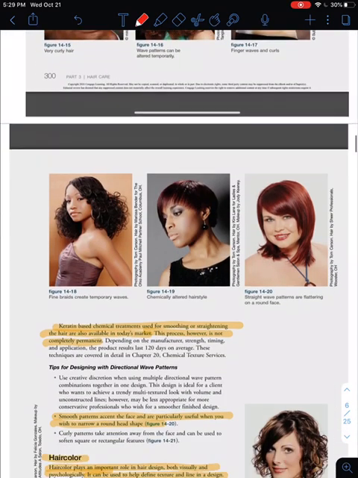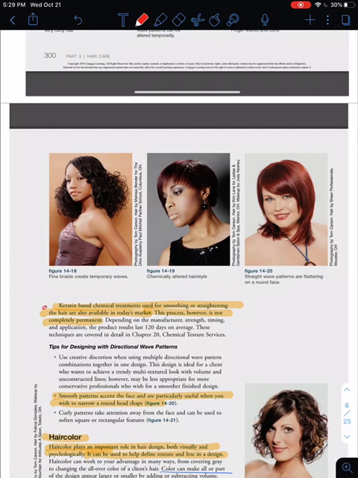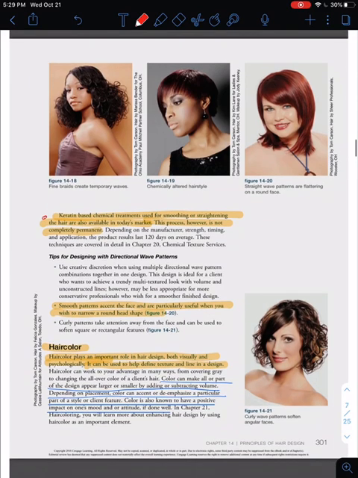Alright, moving on. Right here it says, keratin-based chemical treatments used for smoothing or straightening the hair are also available in today's market. This process, however, is not completely permanent. A good example is the Brazilian blowout. Let's go to tips for designing with directional wave pattern. We're going to just talk about this highlighted bullet right here. It says smooth patterns accent the face and are particularly useful when you wish to narrow a round head shape.